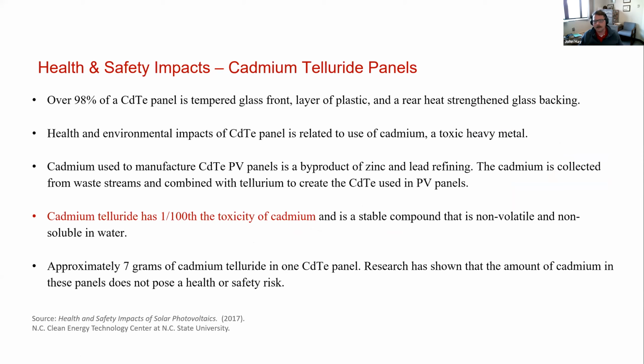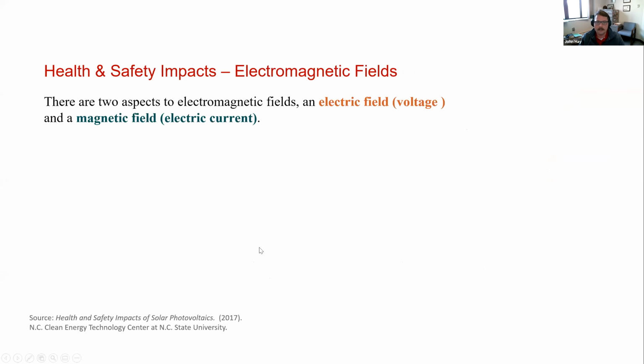Cadmium telluride is another common solar panel semiconductor material, and cadmium is a toxic heavy metal, but cadmium telluride, which is the particular molecule used in these, has much lower toxicity than cadmium, and thus is not a very big issue. So although the word cadmium is in it, the actual molecule of cadmium telluride has low toxicity, so really not much of an issue.